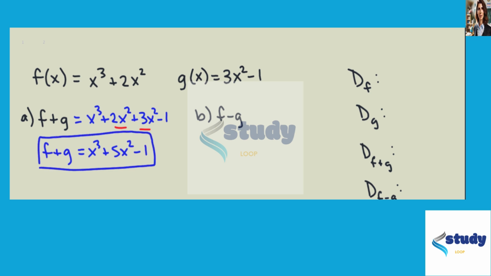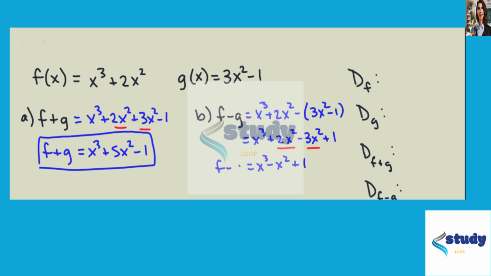For f minus g, we'll subtract them, so we have x cubed plus 2x squared minus the quantity 3x squared minus 1. And so let's distribute the negative sign. So we have x cubed plus 2x squared minus 3x squared plus 1. And then let's combine the like terms. And we have x cubed minus x squared plus 1. And that's f minus g.